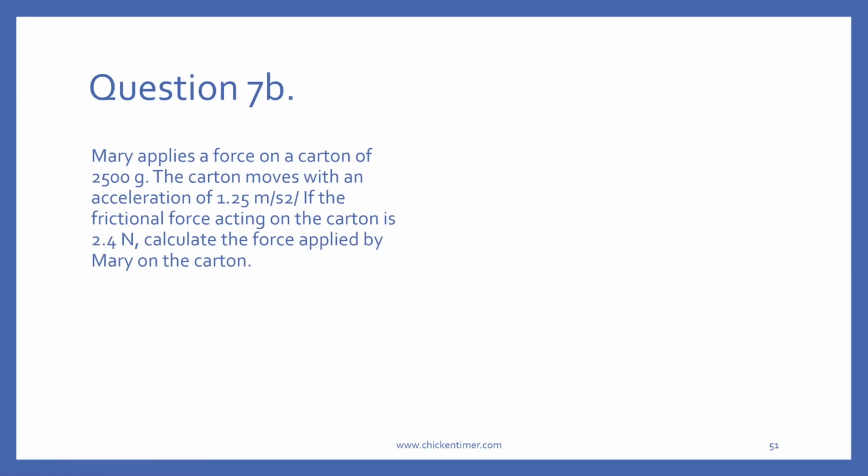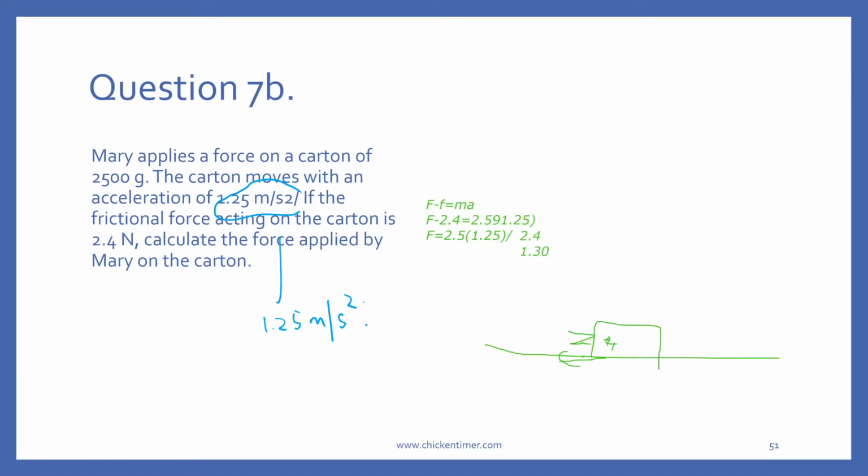Then you have that same carton. Well, I see a typo there. This one is 1.25 meters per second squared. Full stop. It's a typo. So drawing again, let's see. So your drawing here, she applies a force. This thing is 2.5 kg. So mass must be in kilograms. Remember that.